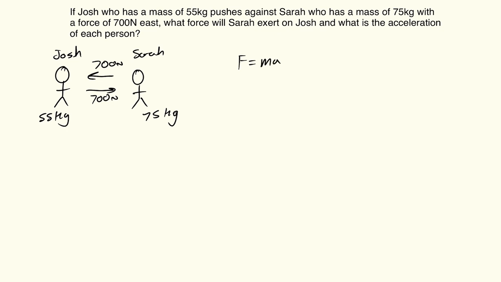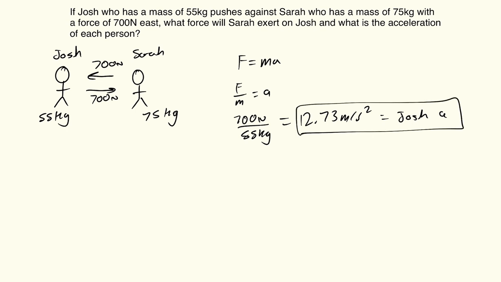First, let's calculate it for Josh. We have force over mass is equal to acceleration. We have 700 newtons over 55 kilograms, equal to 12.73 meters per second squared. That's Josh's acceleration.